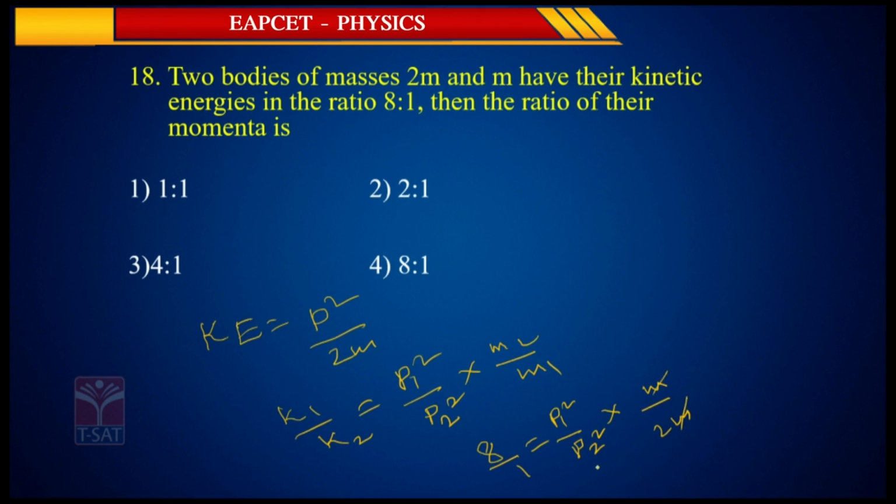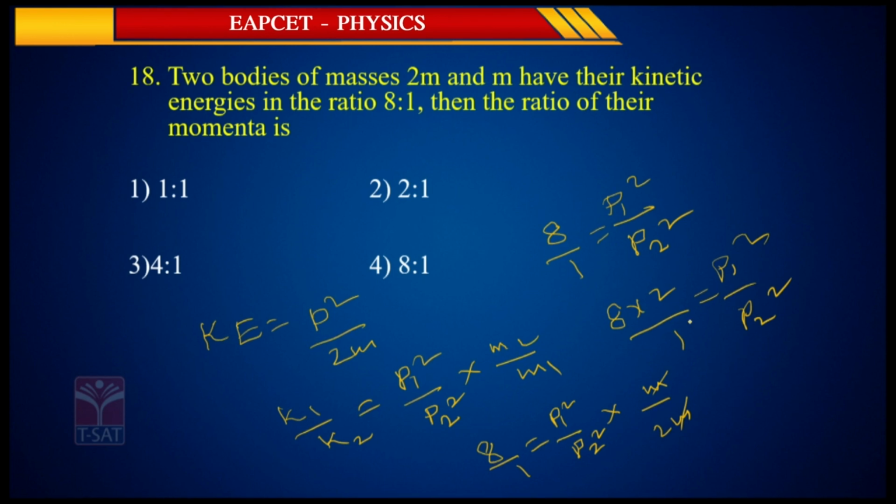Therefore m and m get cancelled. Okay, therefore 8 by 1 is equal to p1 square by p2 square, and here 2 is there. You take cross multiplication, that is 8 into 2 by 1 is equal to p1 square by p2 square. Therefore p1 by p2 is equal to root of 8 into 2, what children?